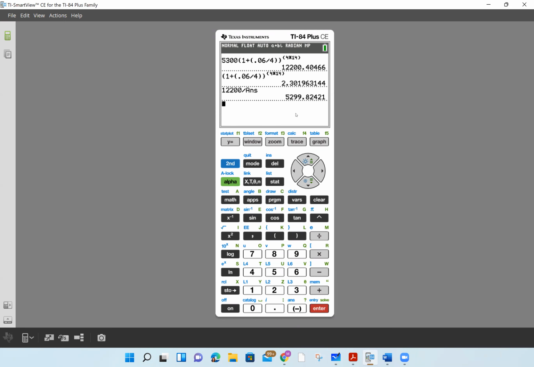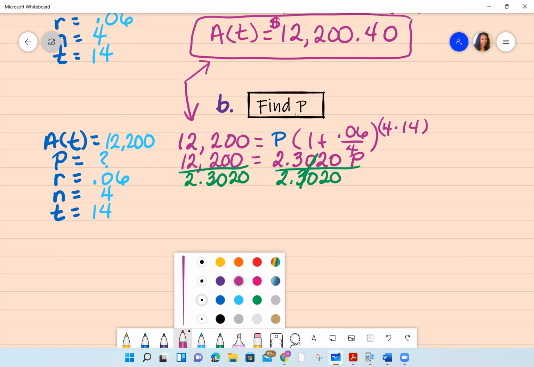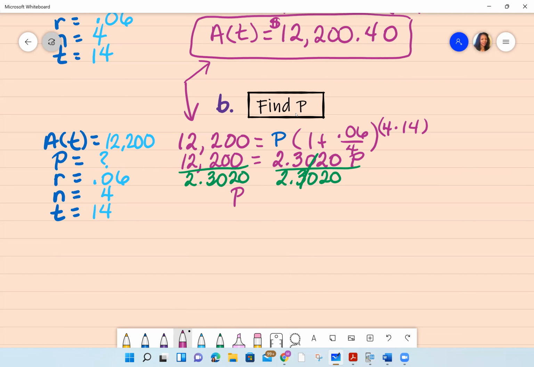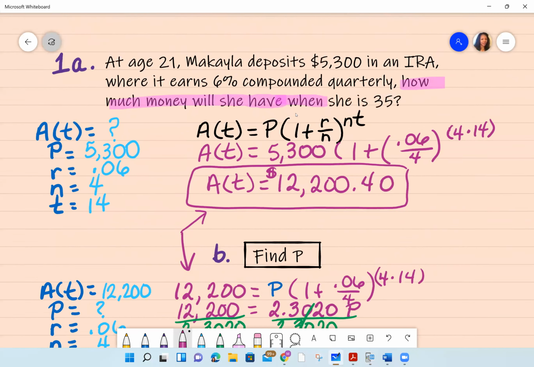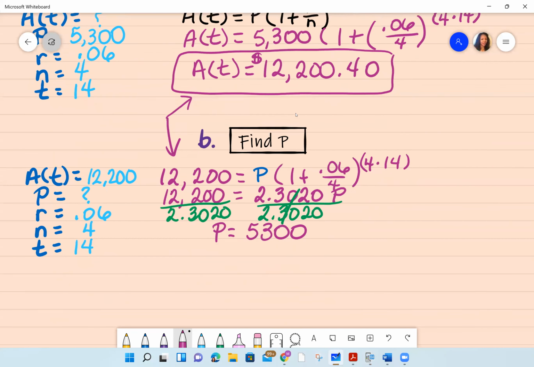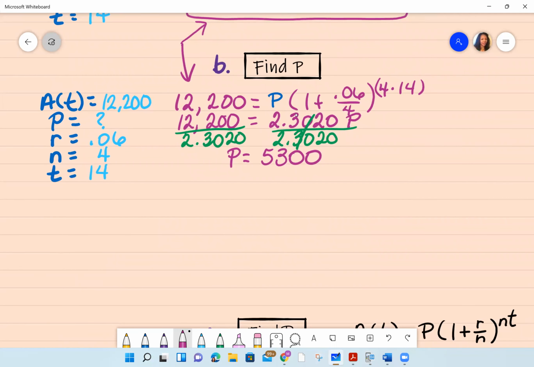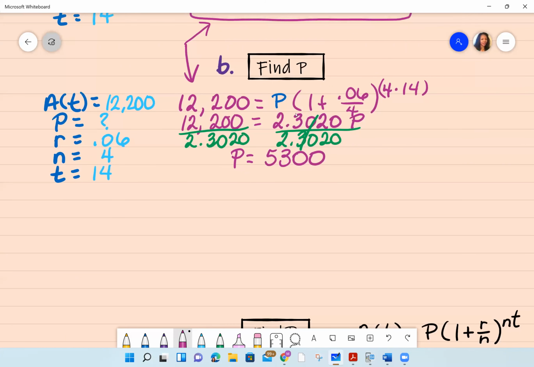So again, we already know the answer. If I go back, let's just write it down here real quick. So P is going to be 5,300. And again, if I go back to my original scenario, I knew that my initial amount was 5,300. This is just what it would look like if you did not know that and you were asked to find P. So I want to also show you another way in the calculator.